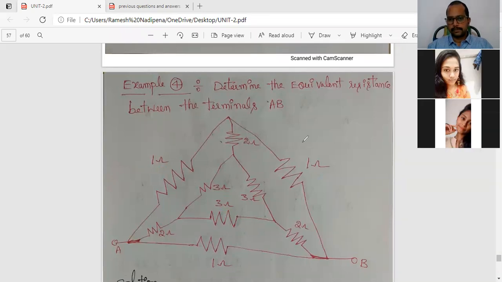The inner delta we can convert into a star connection. Then the 3 ohm resistances convert into 9, star 9. Two resistances will be in series. Again, that star can be converted into delta. After getting the delta connected elements, the outer delta is there. Now connect those two deltas in parallel. Then we need to calculate the parallel combination of those delta connected elements. Then we will get the final answer. That is the procedure.